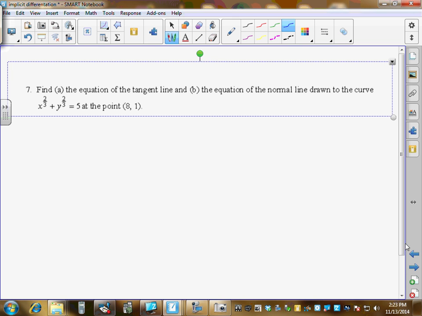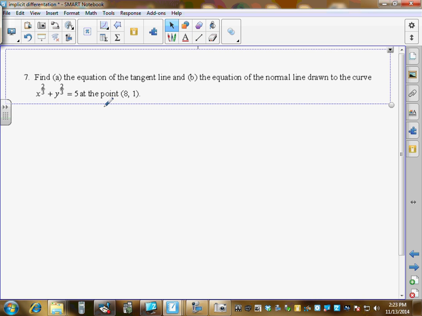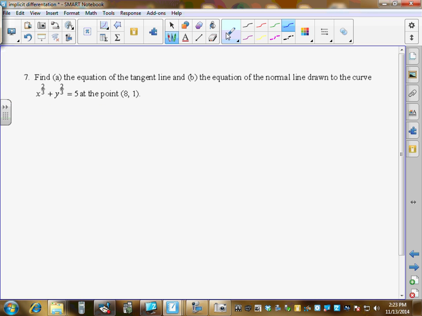Okay, let's look at number 7. This time they want the equation of a tangent line and the equation of a normal line drawn to this curve at this point. Let's go ahead and graph it on our calculator to see what we're looking at. So first of all, we need to solve it for 0 because we're going to be doing zeros. So we're going to subtract 5 from both sides. And when we do that, this is what we'll put in the calculator.